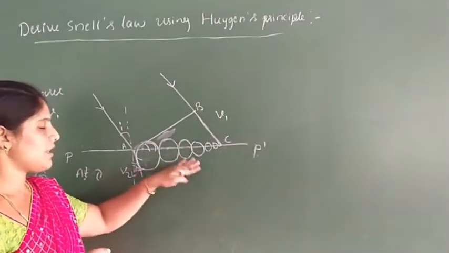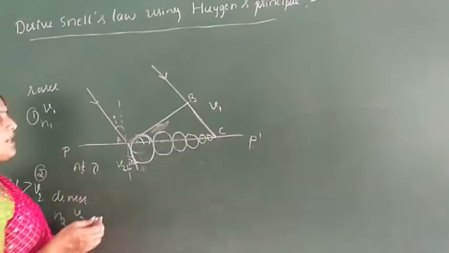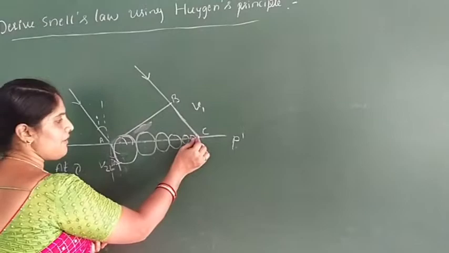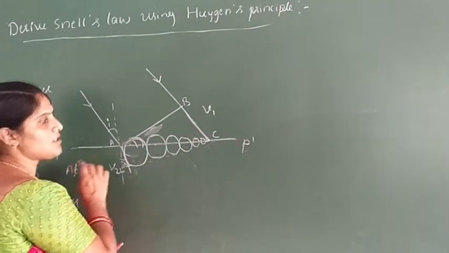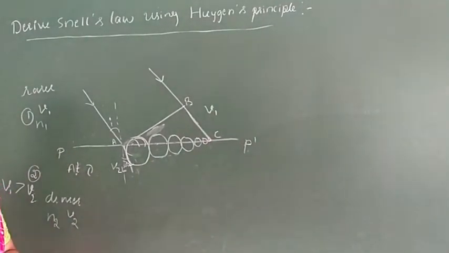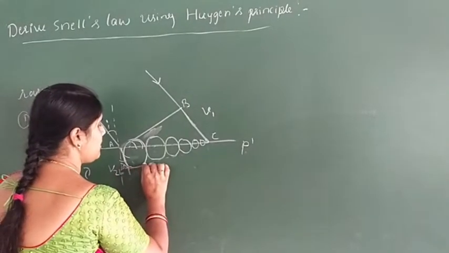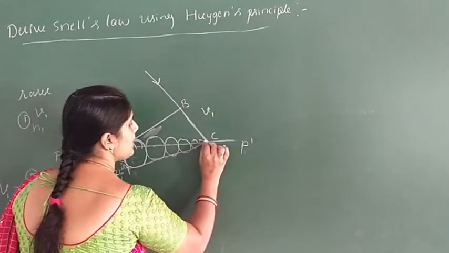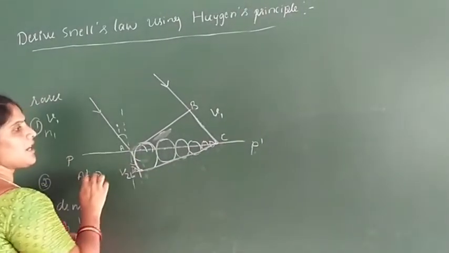So this is secondary wavelets. According to Huygens' second principle, the surface drawn tangentially to the wavelets gives a new wavefront called the secondary wavefront. Suppose we draw a tangent for this, we will get a new wavefront. Okay, this is the secondary wavefront.